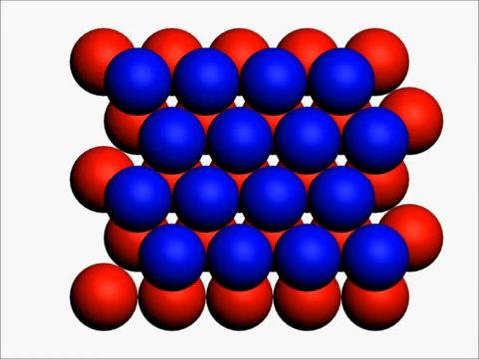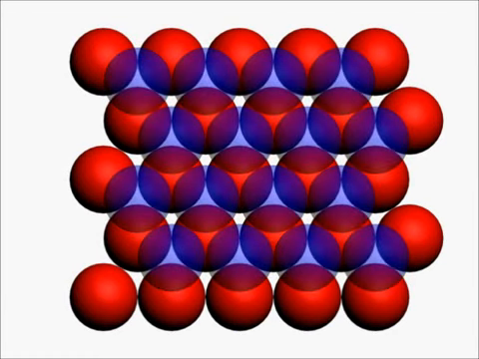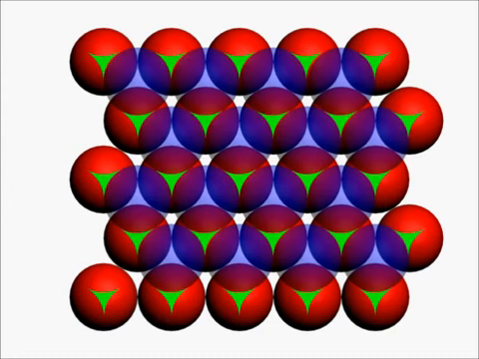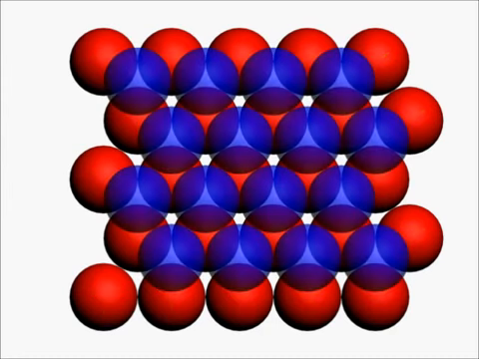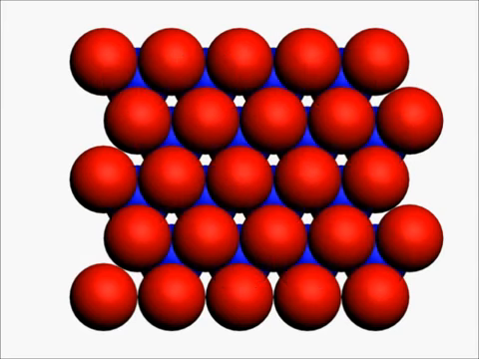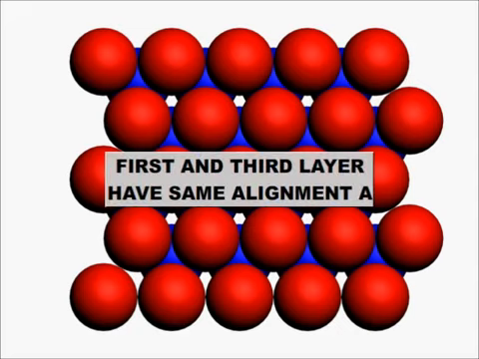Placing the third layer. This can be done in two ways. These are the triangular voids of the second layer that are not involved in making octahedral voids with the first layer. Placing the third layer above these voids is one way of placing the third layer. If we do this, we can see that the first and the third layer have the same alignment A.